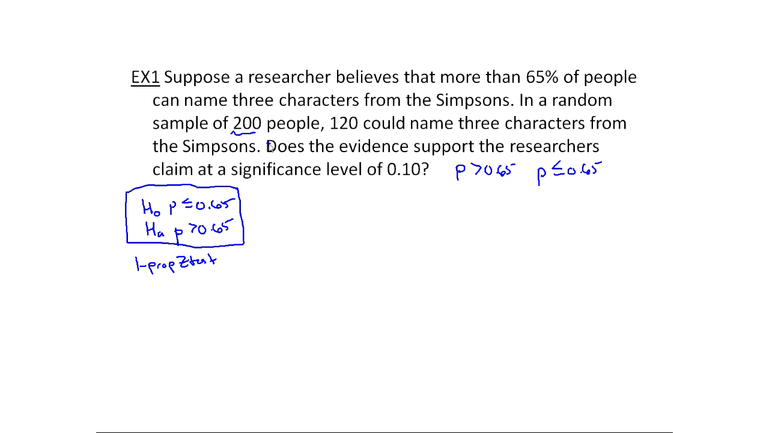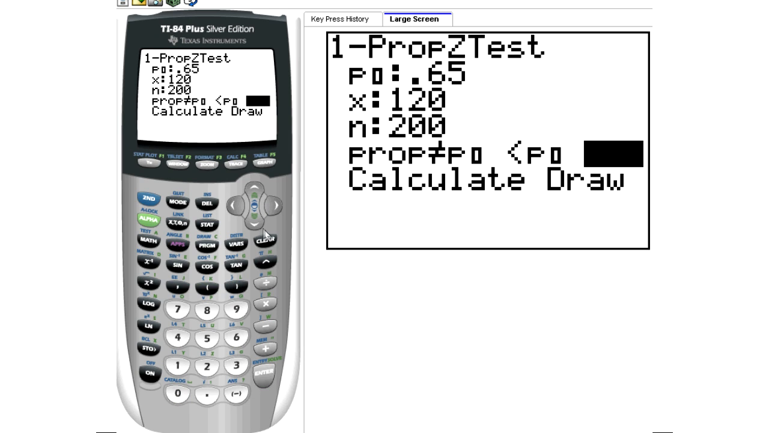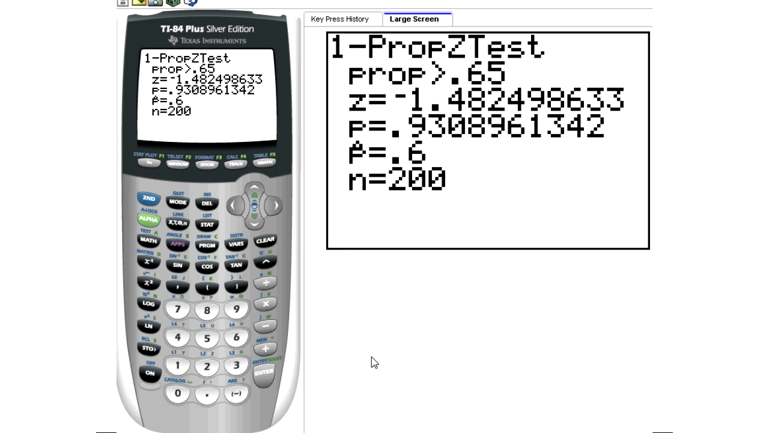Okay, so on your calculator, the first thing that you're asked for is p0. P0 with a little 0 on it comes from your H0 and HA, and that's the 0.65. Then you're asked for x. X is the number of successes, and that's whatever you're counting. So in this case, that's 120. And then n is your sample size, that's 200. The next line is asking for what tail test it is. This is a greater than on HA, so it's a right-tailed test. And then all you got to do is calculate.